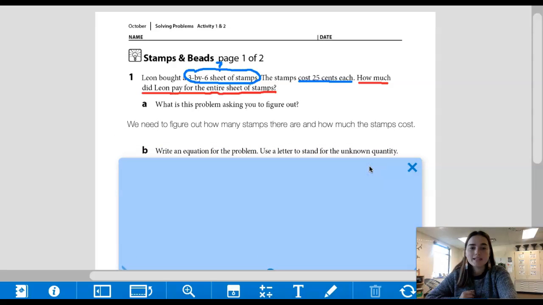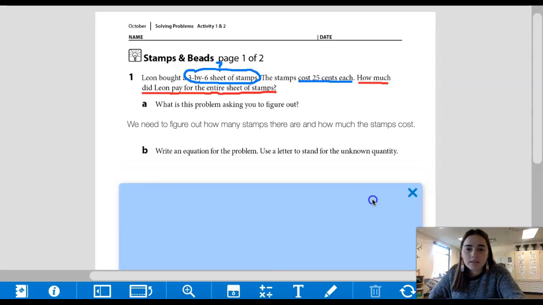Question B, write an equation for the problem. Use a letter to stand for the unknown quantity. Remember, in an equation we need that equal sign, and we need two things to be equal to each other. We're comparing two things. And the unknown quantity is the number that we don't know yet. In this case, it is the amount of money that he paid for these stamps. So for our equation, let's figure out what we need to figure out.